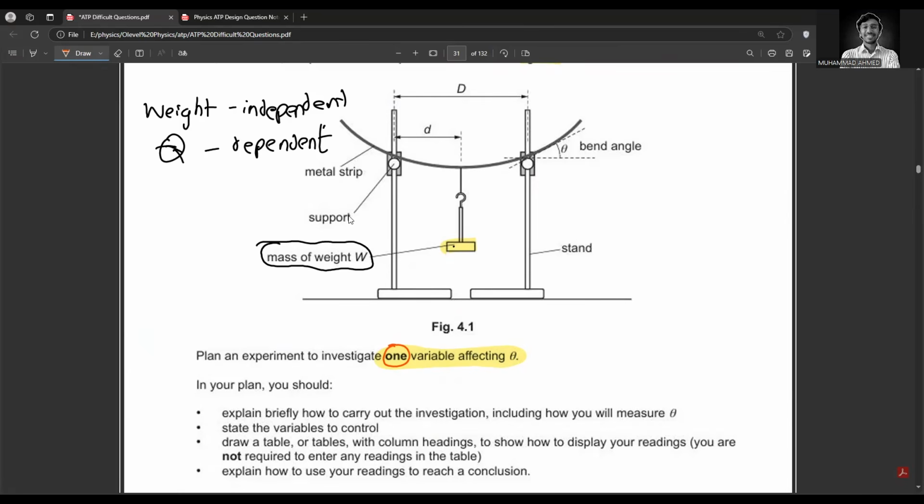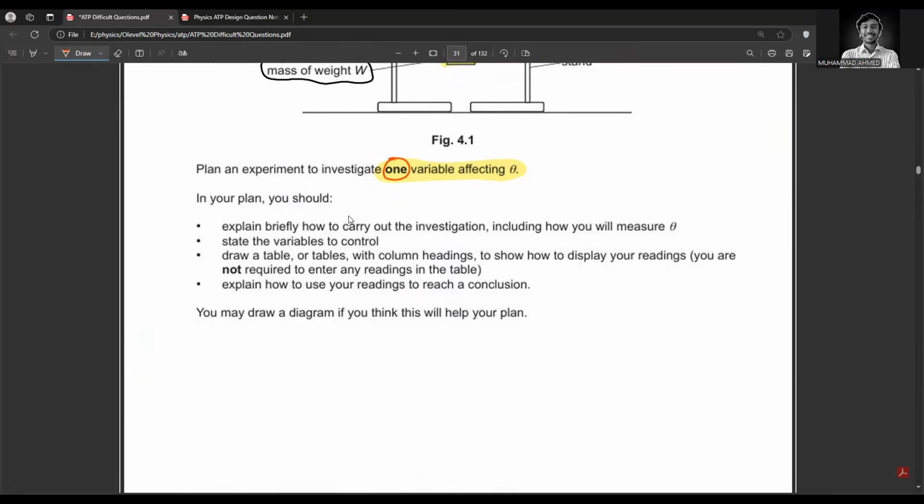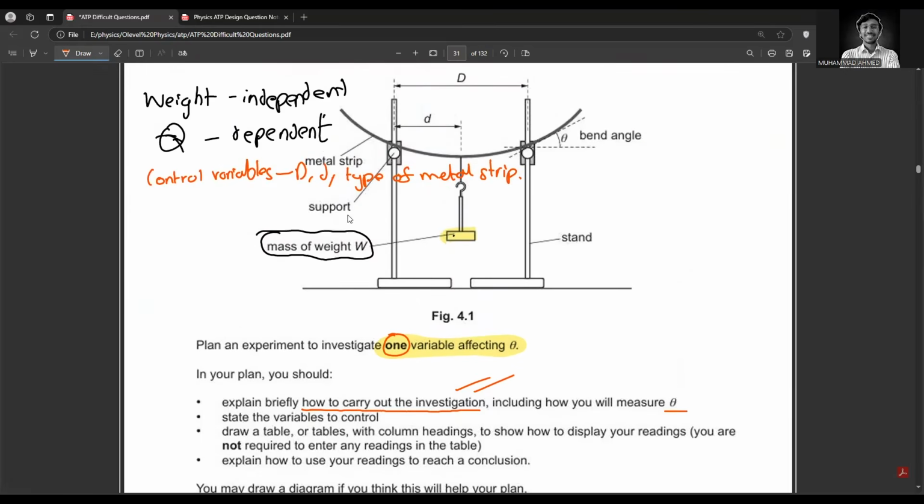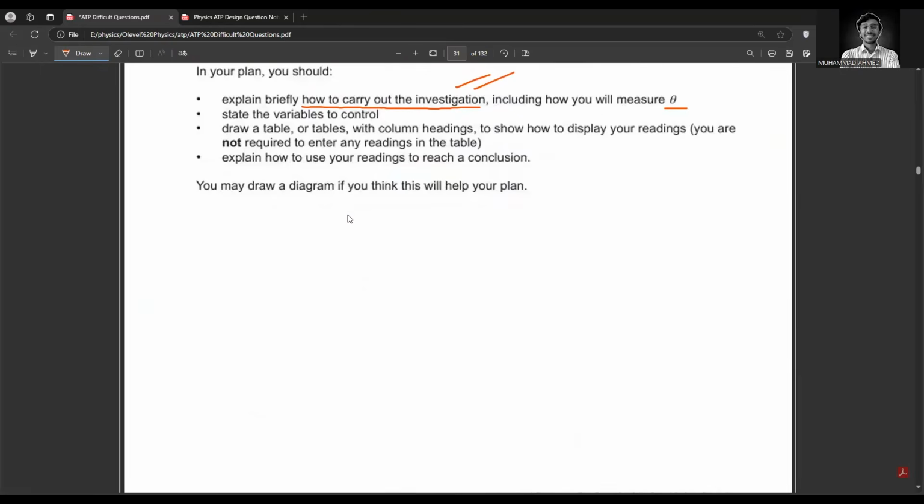Perfect. What can be your control variables here? Control variables can be this capital D, small d, and type of metal strip, all these types of things. So let's write down this answer as well. In your answer, you should explain briefly how to carry out the investigation. Again, you have to tell how will you measure the independent variable, how will you measure the dependent variable, including how will you measure the theta. Okay, perfect. That is your dependent variable. So let's write this first of all.